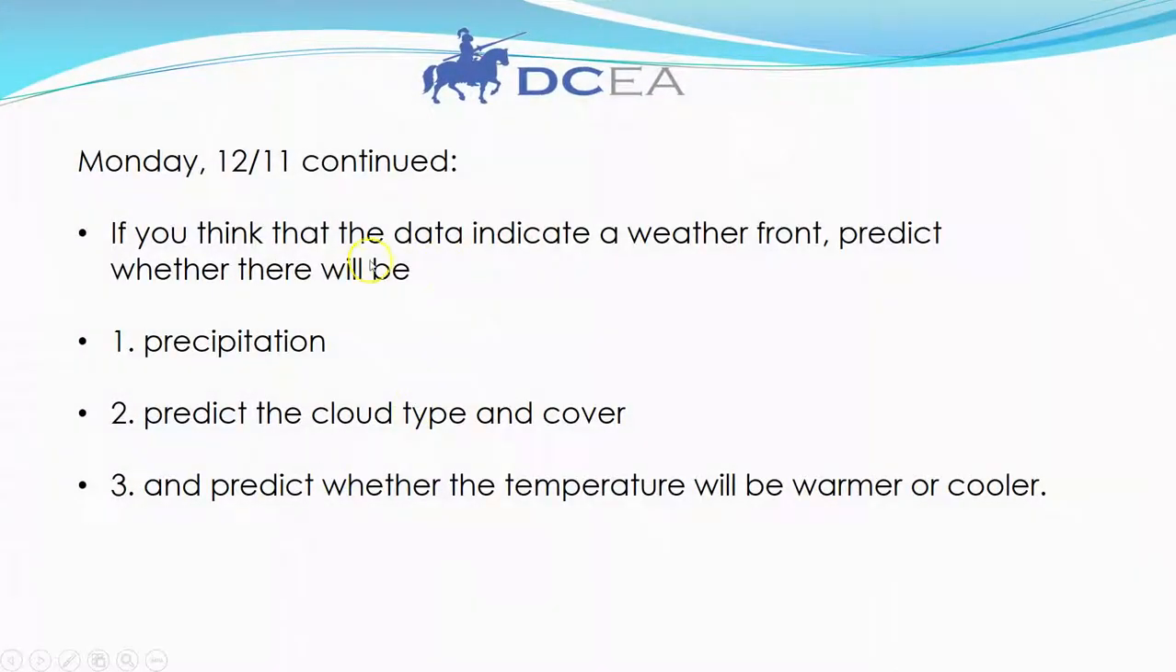So I'm going to say no change for my prediction. If you think that the data indicate a weather front, predict whether there will be the following. Now, how would the data indicate there's going to be a weather front?